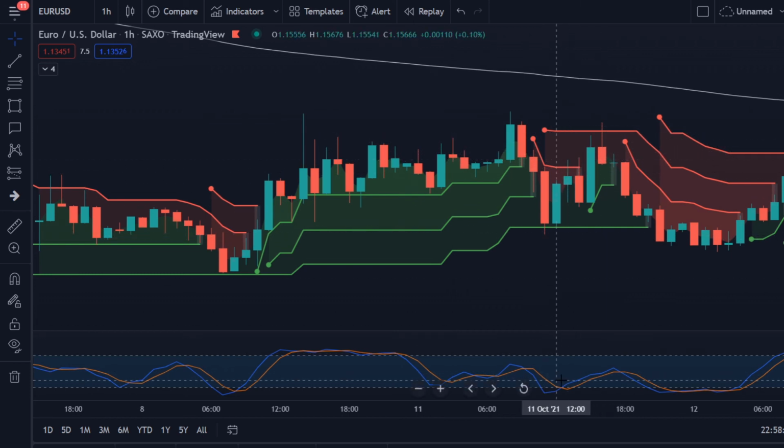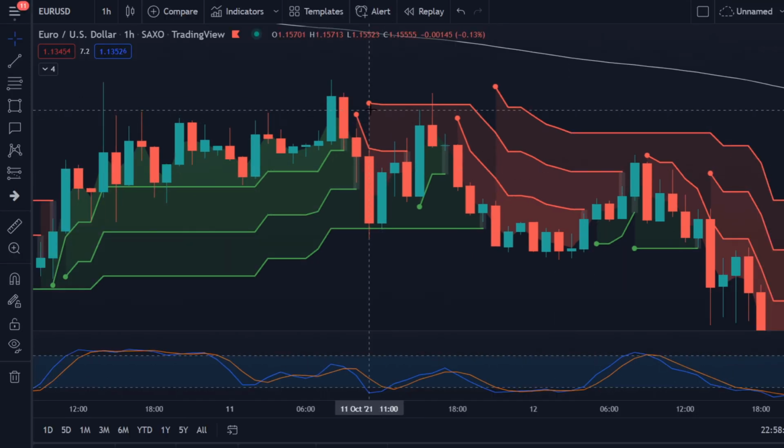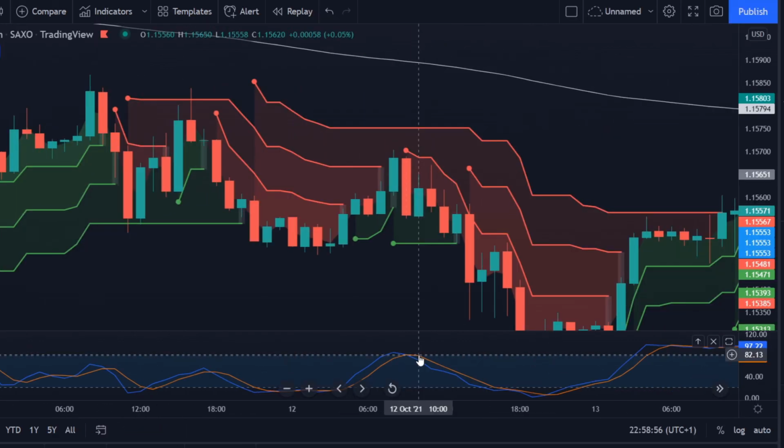The next thing we do is wait for the stochastic RSI to go into the overbought zone, which is about here. So even though we have two super trend indicators pointing downwards, we do not do anything, right? Because our stochastic RSI doesn't line up. So we do not take any trades about here. We wait for it to go into the overbought zone, which is above the 80 level. And then we see that the blue line crosses the orange line about here.